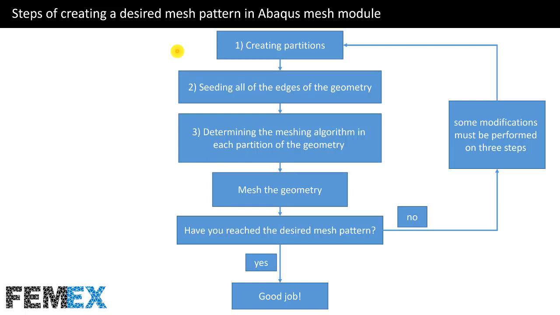I want to talk about the steps of creating the desired mesh pattern in Abaqus mesh module. At first, you must create the partitions. Then you must create seeds on the edges of the geometry. Then you must determine the meshing algorithm in each partition of the geometry. And finally, you must create the mesh. After creating the mesh, you must ask yourself whether you have reached the desired mesh pattern or not. If yes, the steps are finished successfully. But if no, some modifications must be performed on 3 steps. Sometimes you must perform modifications in all of the 3 steps. But sometimes you only need to perform modification on one of the steps.